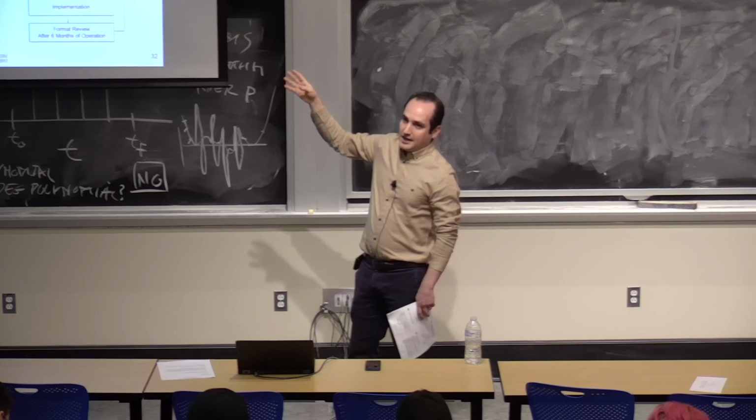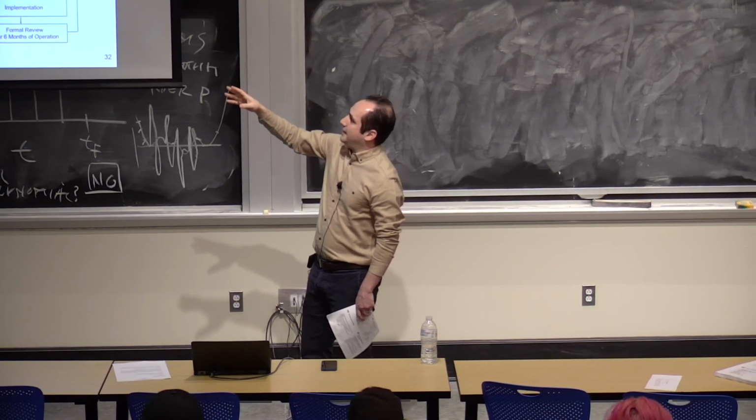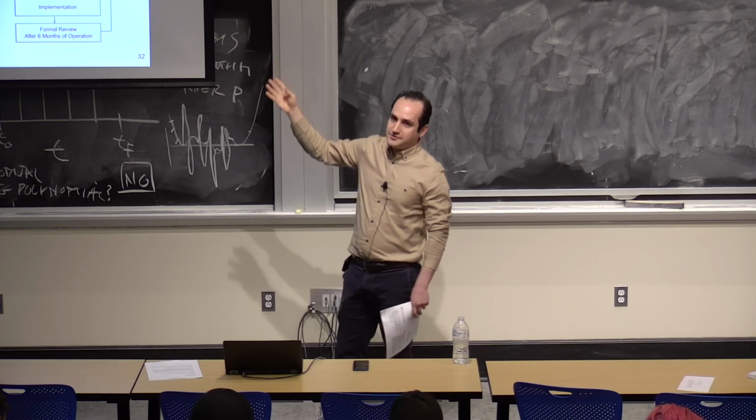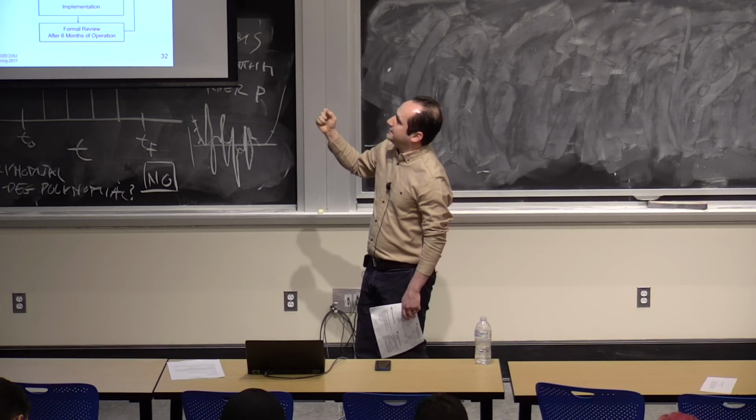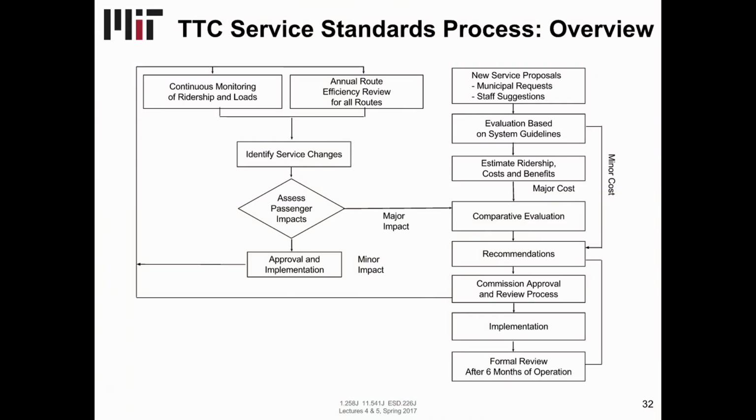On the other hand, there is a set of proposals that are made to make changes to the existing service, and that basically comes from two main streams. One is a continuous monitoring of ridership and loads, and the other one is the annual route efficiency review. And from this, the staff identify service changes and assess the impacts on passengers.